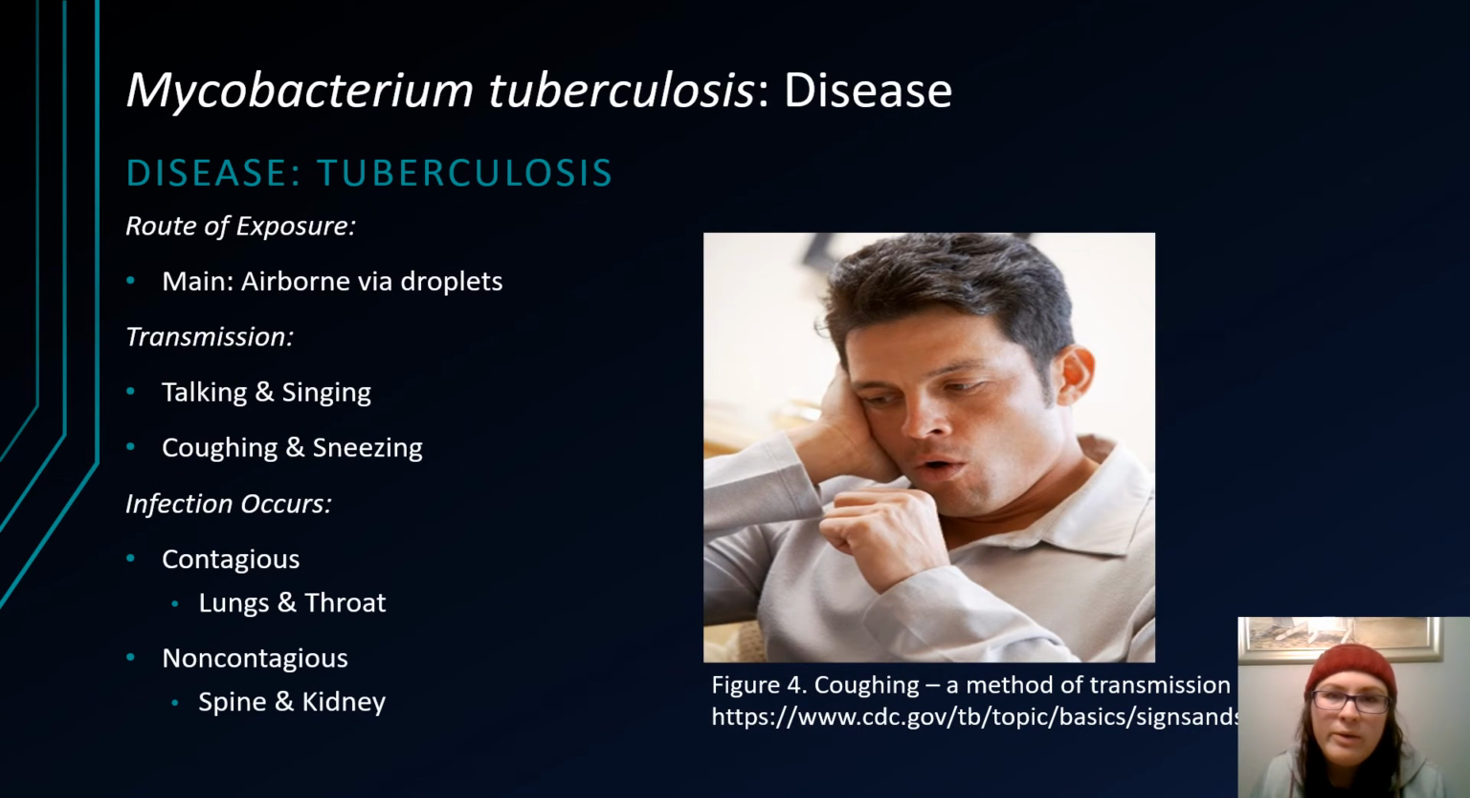The main route of exposure is airborne, through droplets. That means if someone is talking, singing, coughing, or sneezing, the droplets will be in the air for a little bit, and if you breathe that in, then you'll get the bacteria. Infections usually go through the lungs and throat, and if it's there, it's contagious. But sometimes the bacteria will grow and move to other places like the spine, the kidney, or even the brain, but then it's not contagious from those areas.